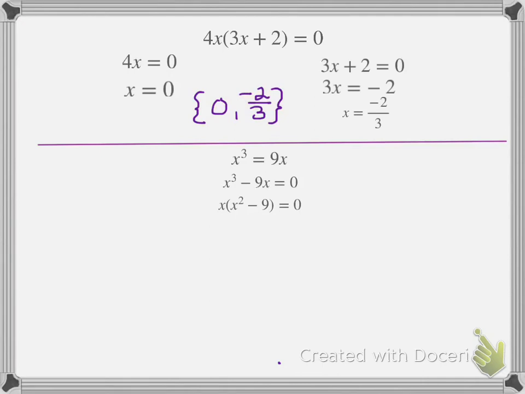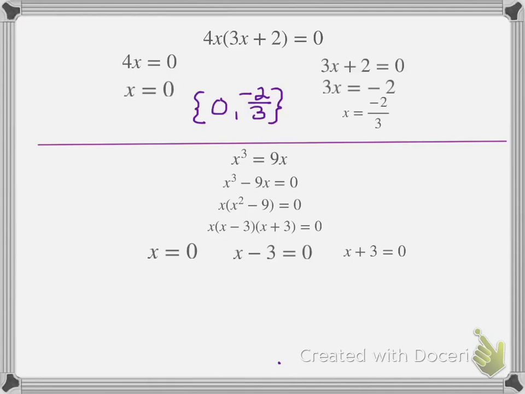But x squared minus 9 can also be factored, so let's do that. And we have x times x minus 3 times x plus 3 equals 0. So what are we going to do? Make them all equal to 0.